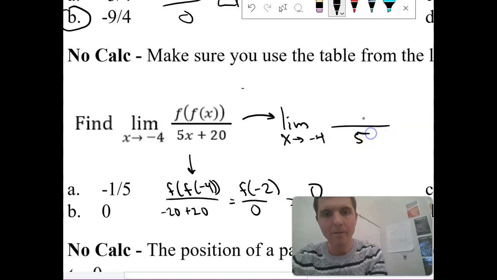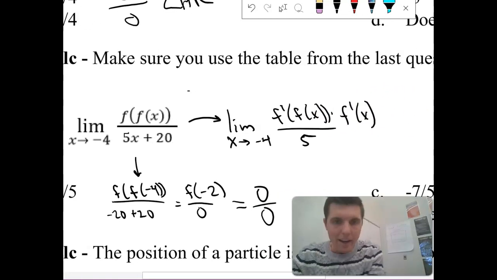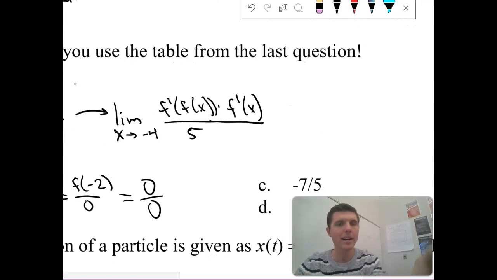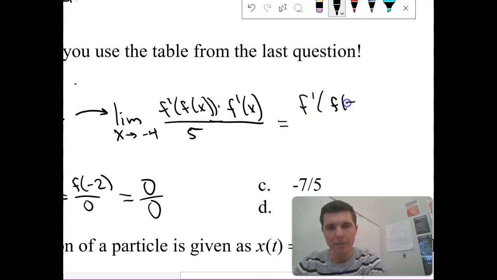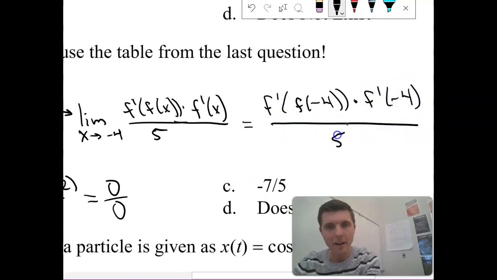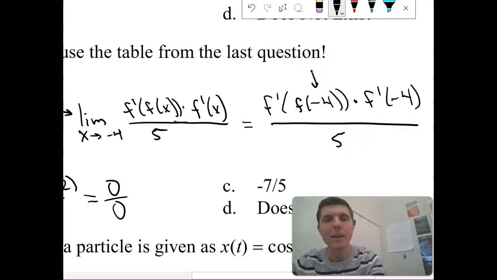On the bottom, it's just 5. On the top, derivative of the outside, keep the inside the same, multiply by derivative of the inside. And a lot of us did the same incorrect thing here. We just had an issue with our inputs and our outputs, right? So we're plugging in -4, and we get f prime of f of -4 times f prime of -4. There's a lot going on here, and our issue was that we didn't find this and then plug it into f prime. We just kind of found both of them at the same time.